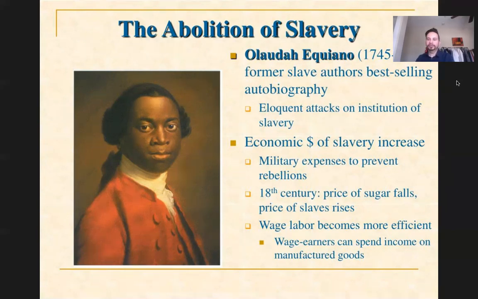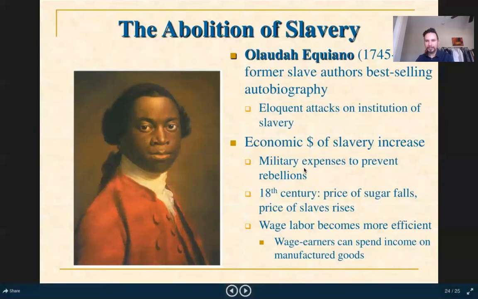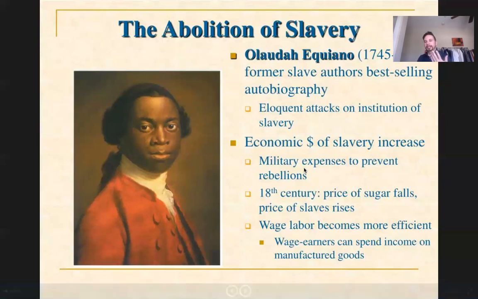So the abolition of slavery occurred because of several movements, and some of them were Christian movements, some of them were Enlightenment movements, and some of them were movements that were caused by former slaves.